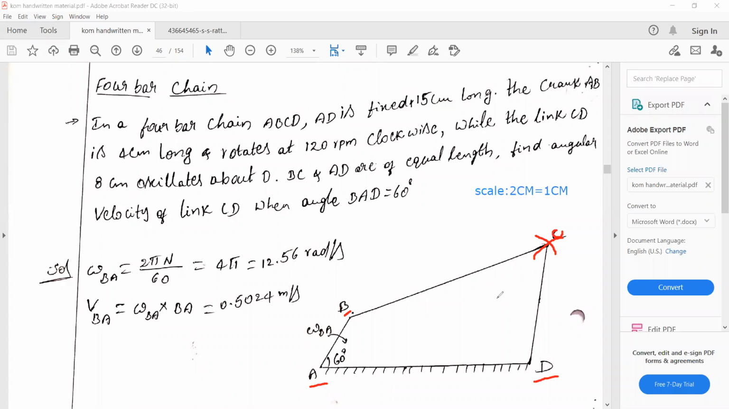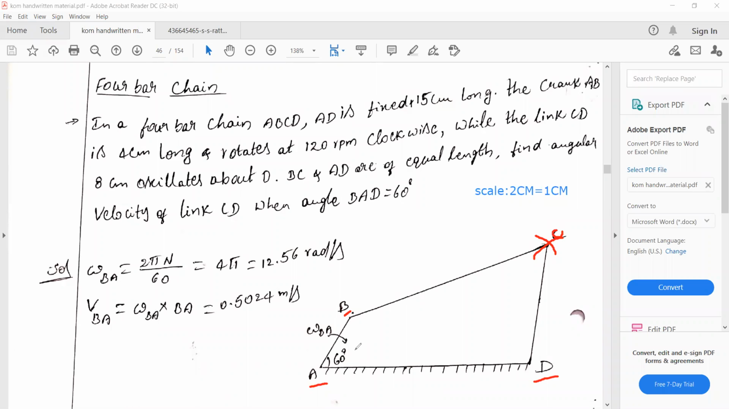So now we have to finish our configuration diagram from the problem description. Is any other data there? Yes, the angular velocity, sorry, the crank speed is there. That is 120 RPM. So N equals 120 RPM, clockwise.